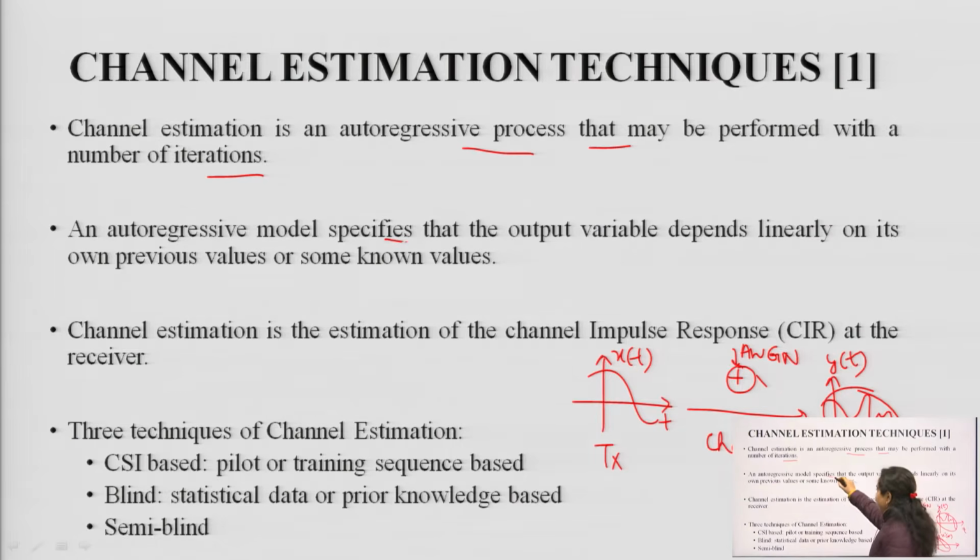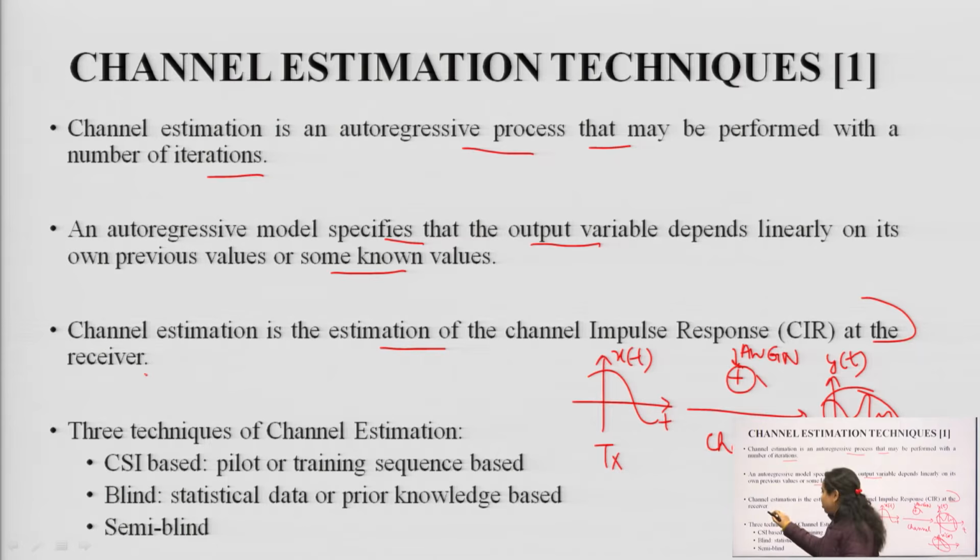An autoregressive model specifies that the output variable depends linearly on its own previous values or some known values. Channel estimation is the estimation of the channel impulse response, that is CIR, at the receiver. There are three different techniques that are used for channel estimation. The first one is CSI based, where pilot or training sequences are used.